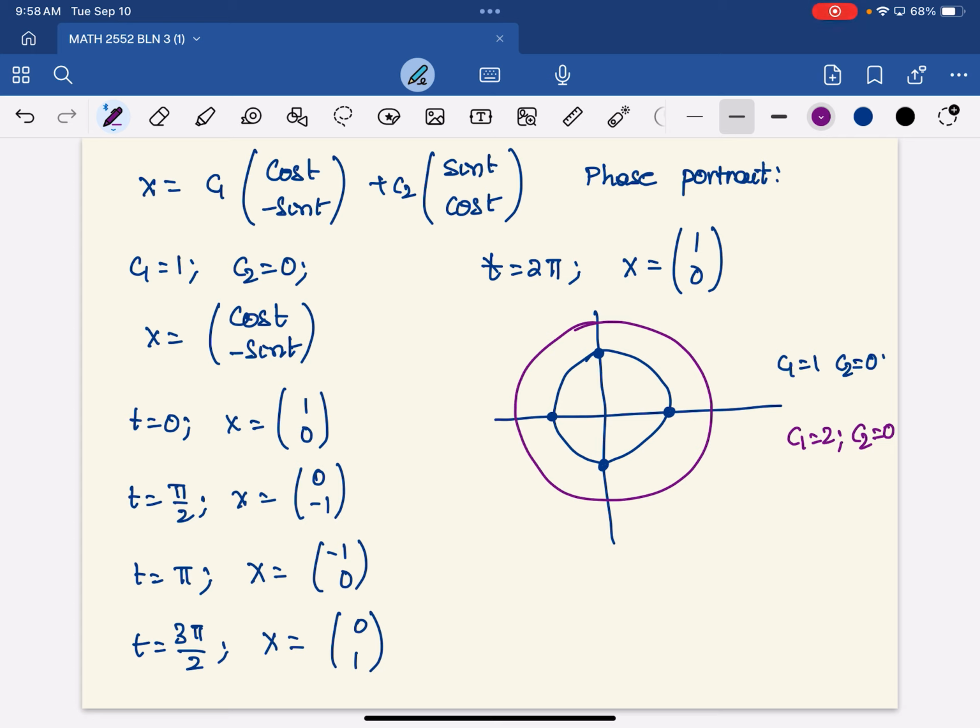I did not address the direction yet. I just gave you the phase portrait. Now I'm going to get to the orientation, okay?